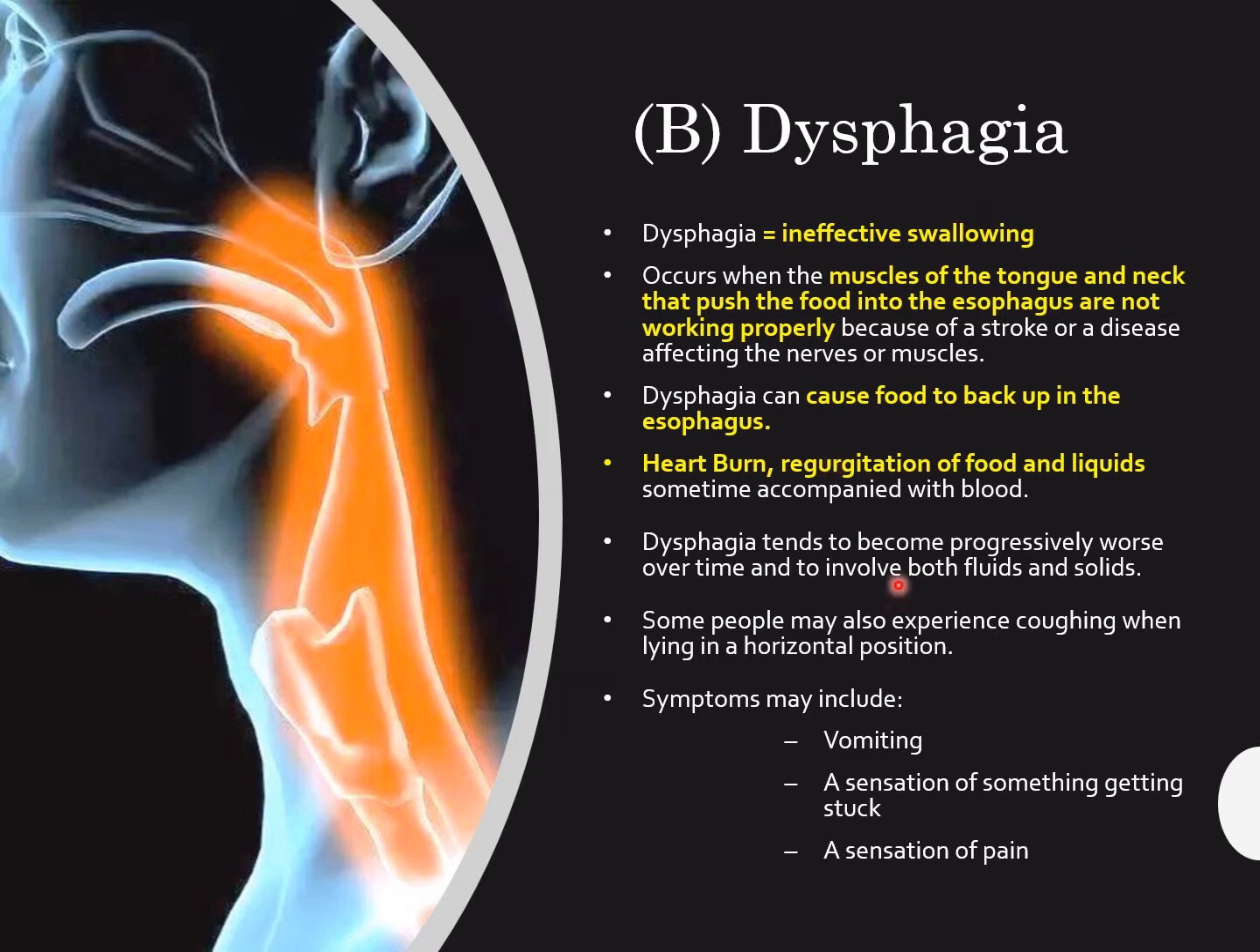Dysphagia can cause food to back up in the esophagus. The symptoms: heartburn, regurgitation of food and liquids, sometimes accompanied with blood. Dysphagia tends to become progressively worse over time and to involve both fluids and solids. Some people may also experience coughing when lying in a horizontal position. Other symptoms: vomiting, something getting stuck, and a sensation of pain.